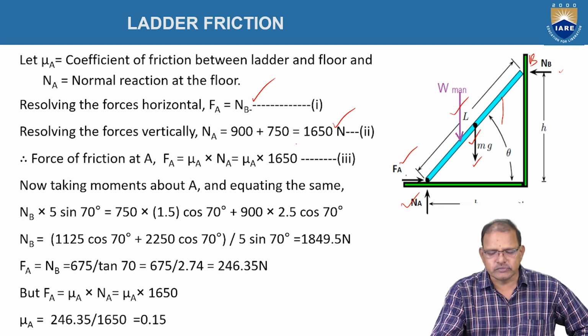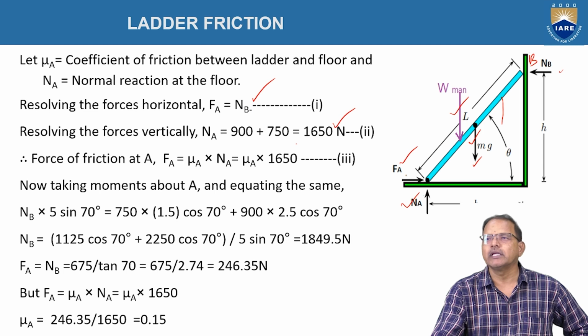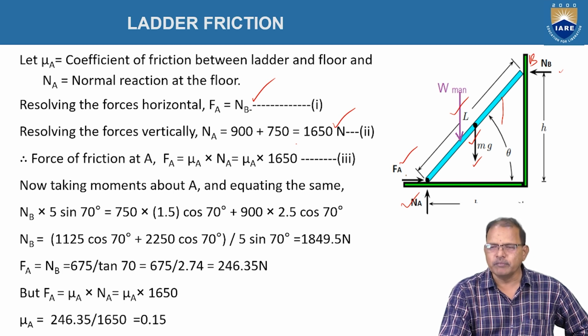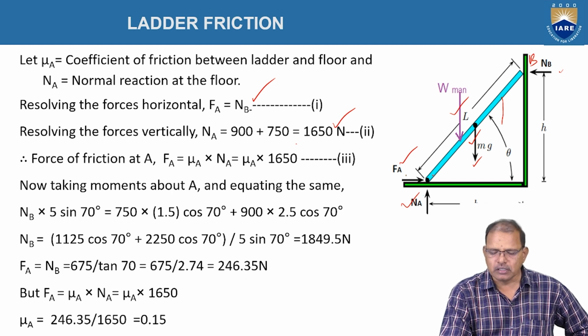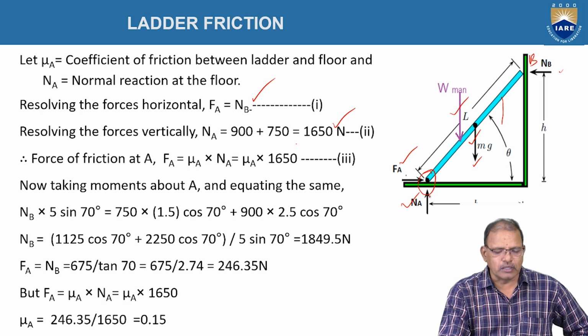Now, for the third equation, we take the moments about point A, that is, the moments created by the system of forces at any point should be equal to 0. Here, the preferable points are A and B, where there is more than one unknown quantity. Hence, we take point A as the preferable point here. It is equal to the NB.